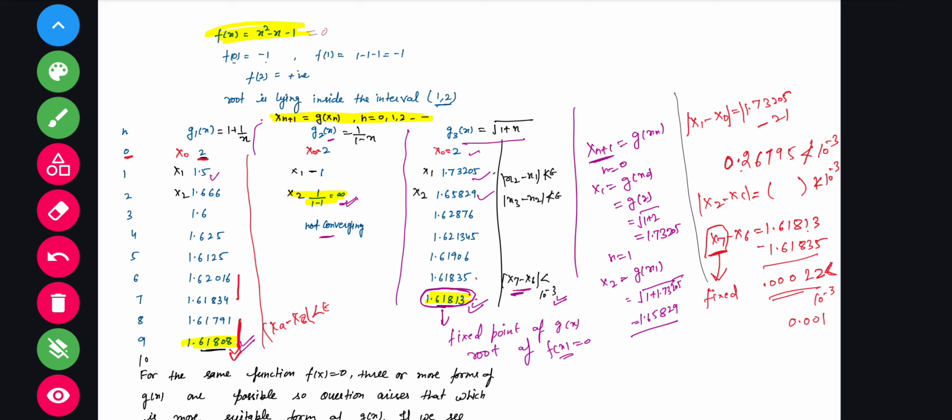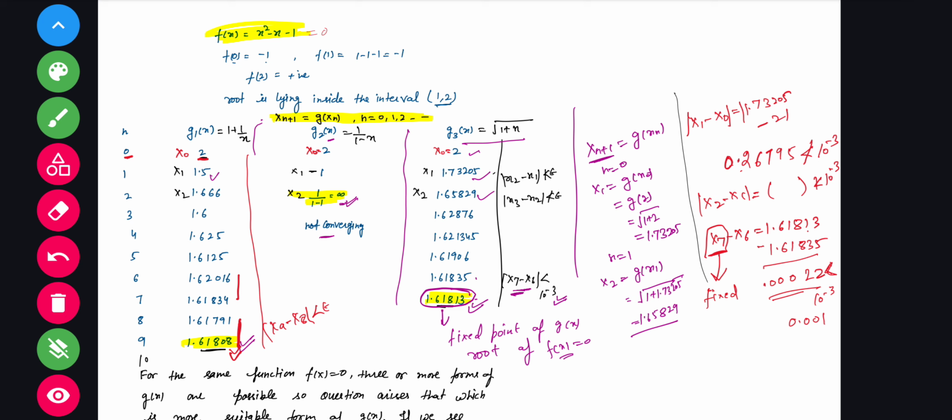Some of the g of x goes on increasing and increasing, right? That kind of g of x should not be taken. So what kind of g of x should be taken? We can directly check on the calculator. If we are given the interval to find the root, we can directly put in the interval and check which g of x converges, that is, which g of x values come close to each other, so it approximates the value.